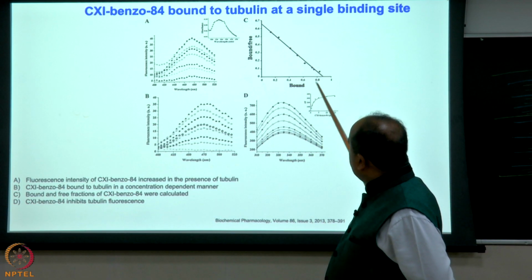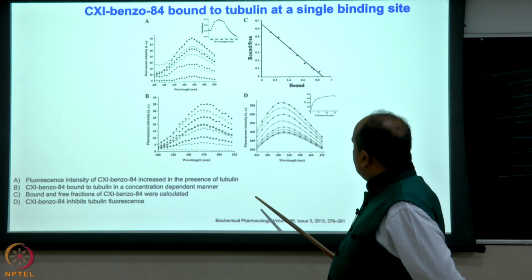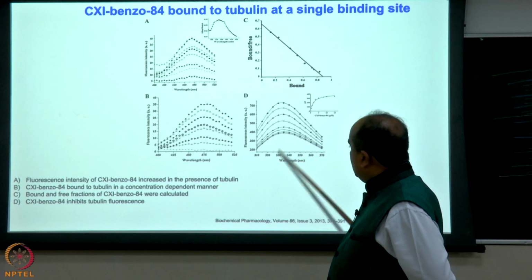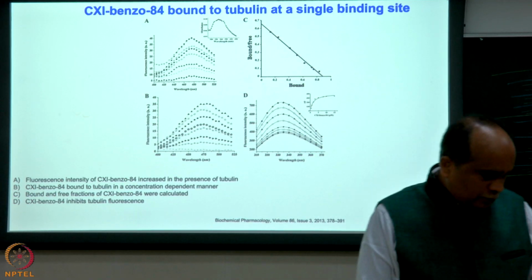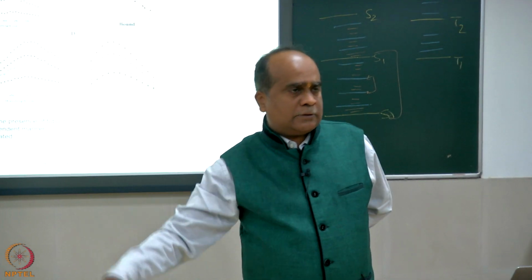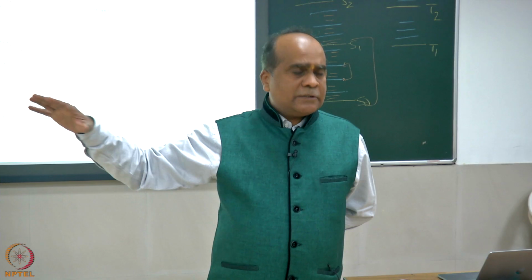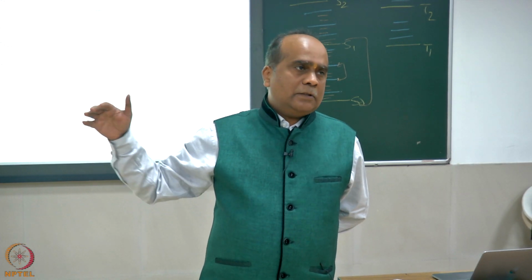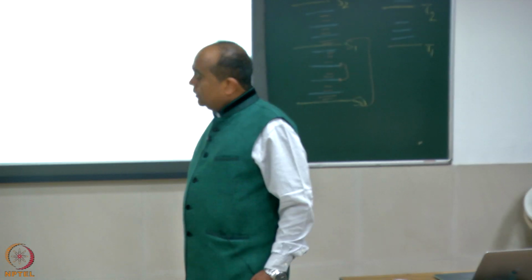Now, the bound and free fraction of the drug is calculated, and you can also find out that 684 inhibits the tubulin fluorescence. So, you can do all sorts of experiments. Suppose your drug is fluorescent, you can also look at how much fluorescence of the drug is decreasing, how much fluorescence of tubulin is decreasing, what is the bound fraction, what is the free fraction, how much drug is required, because always you want a drug to be a better binder, right. So, all these experiments are possible, and essentially you can calculate where it binds.